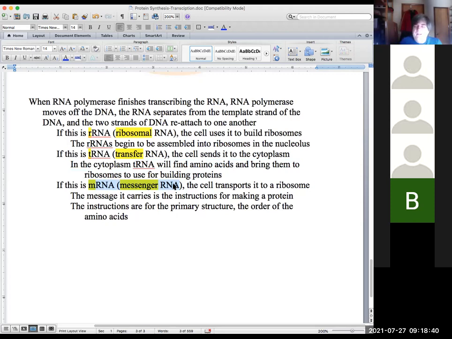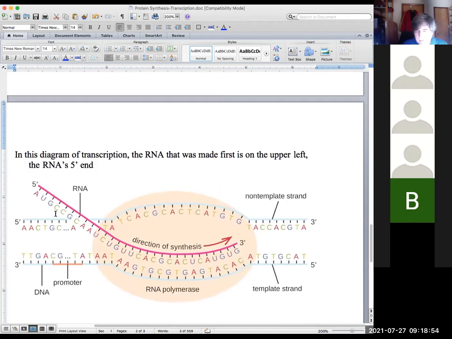And in eukaryotic cells, the messenger RNA first is going to be transported out of the nucleus to a ribosome. And the messenger RNA, since it was transcribed off the DNA, is going to carry the instructions for making our protein. So what are the instructions? Well, remember what I said earlier, the instructions are going to be in the order of the letters.